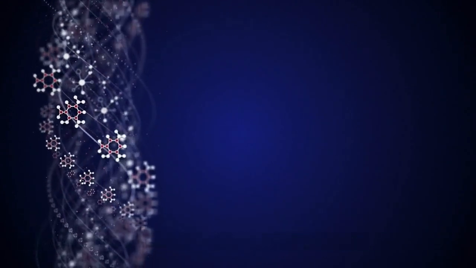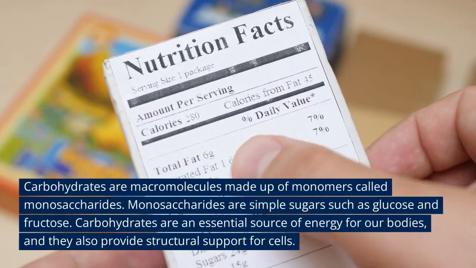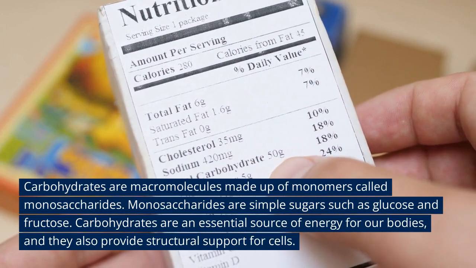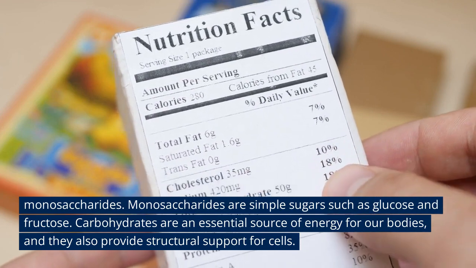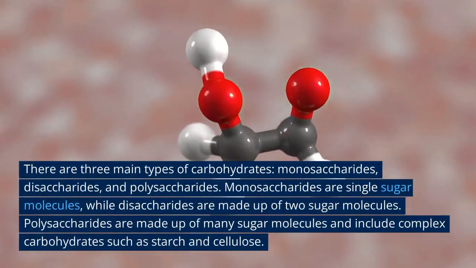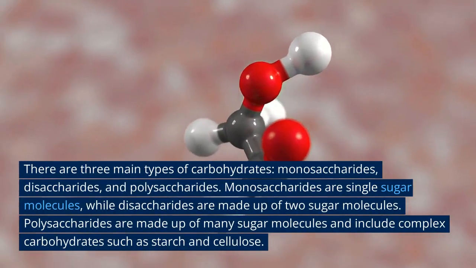Let's dive in. Carbohydrates are macromolecules made up of monomers called monosaccharides. Monosaccharides are simple sugars such as glucose and fructose. Carbohydrates are an essential source of energy for our bodies, and they also provide structural support for cells. There are three main types of carbohydrates: monosaccharides, disaccharides, and polysaccharides.